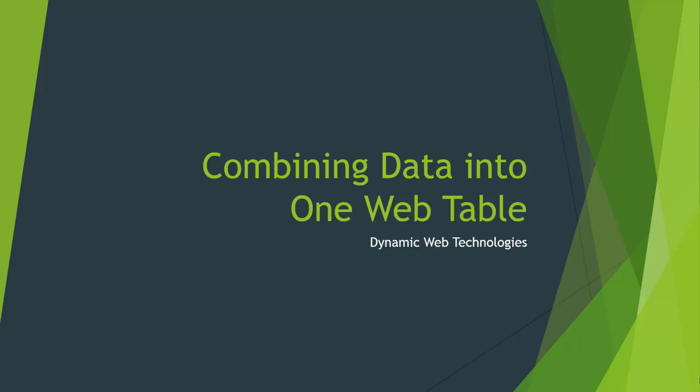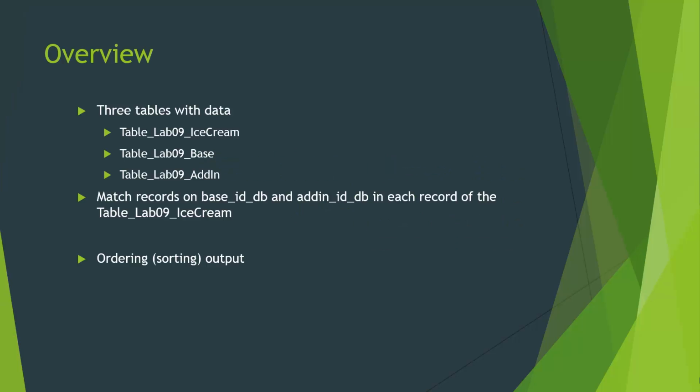In this video, we're going to look at combining the data all into one web table. Previously, we normalized our data, which gave us 3 tables: the ice cream table, lab 9 base table, and lab 9 add-in. Now we're going to match those records so that the base ID and the add-on ID match, and it will give us back the name instead of an ID number. And then we'll briefly touch on some ordering or sorting of the output.